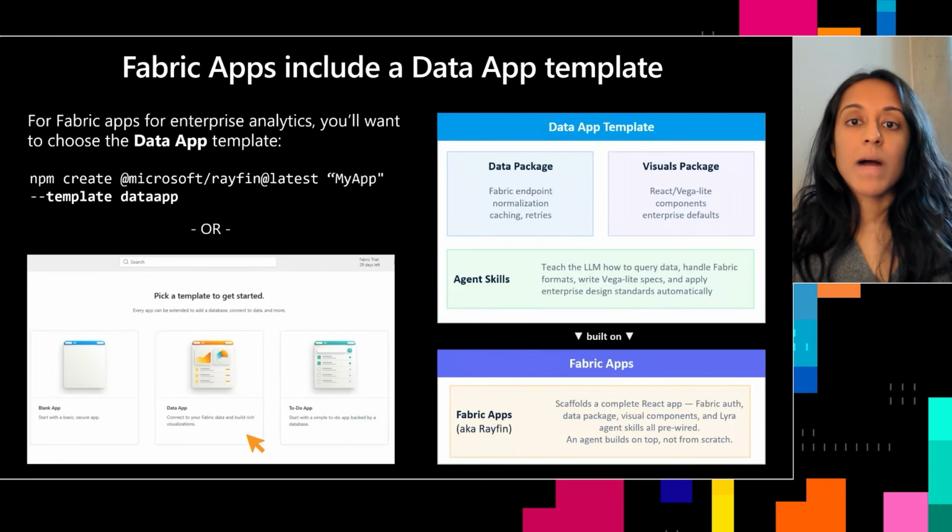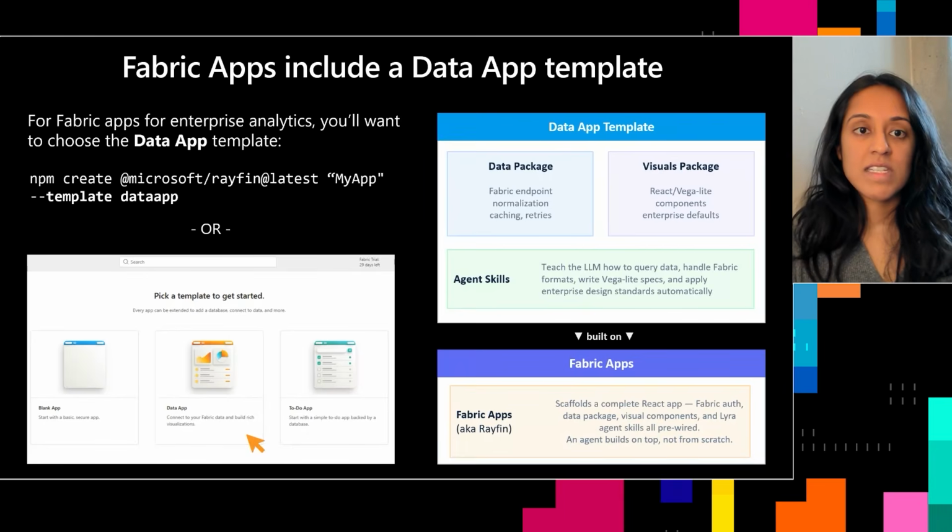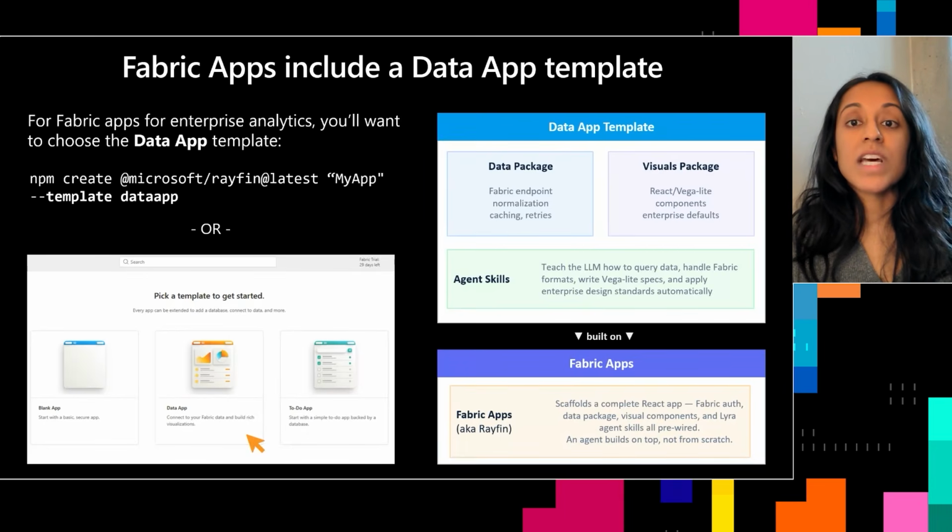So let's talk a bit about how to get started with this. Fabric Apps includes a data app template. So to start with, you can either choose the template within the CLI experience. When you do your npm create command, you'll need to add a statement that says template data app. Or if you're in Fabric, you can also initiate the creation of it through Fabric as well. So you can pick the template called data app. And let's talk a little bit about what's happening behind the scenes.